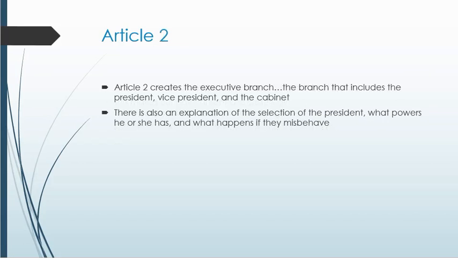Article 2 creates the executive branch, and the executive branch is more than just the office of the president. It's not only the president, but it's the vice president, the cabinet, and many members of the government that work underneath of those people. And it's also an explanation of how the president is selected, what powers he or she has, and what happens if they misbehave while in office.